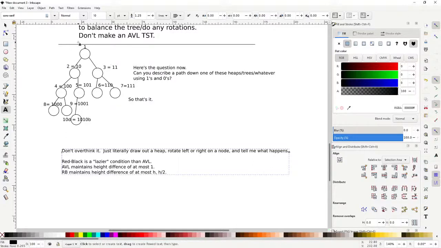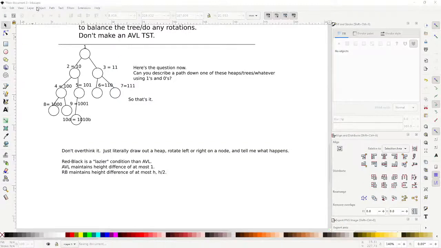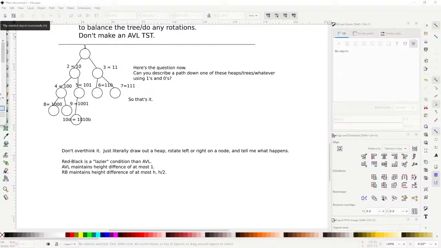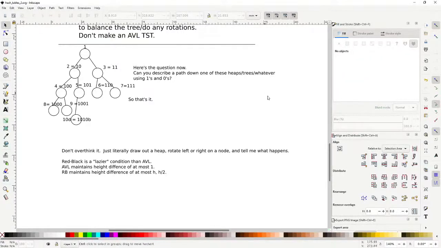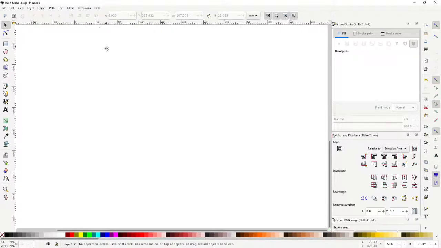Okay, so let's get back to heaps. Oh no, I'm not heaps. Hash tables. I keep saying heaps because I'm thinking about the binomial heap or something.